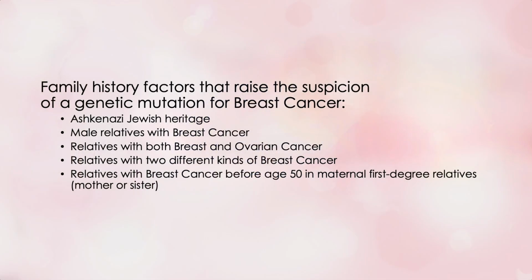Family history factors that raise the suspicion of a genetic mutation for breast cancer are Ashkenazi Jewish heritage, male relatives with breast cancer, relatives with both breast and ovarian cancer, relatives with 2 different kinds of breast cancer, and relatives with breast cancer before age 50, in particular maternal first-degree relatives, which means your mother or your sister.